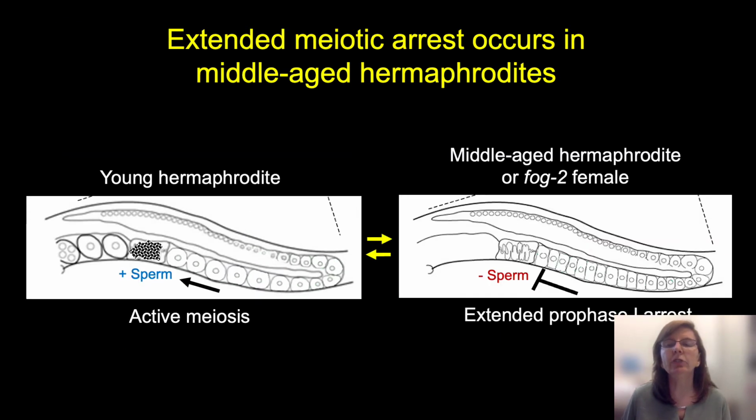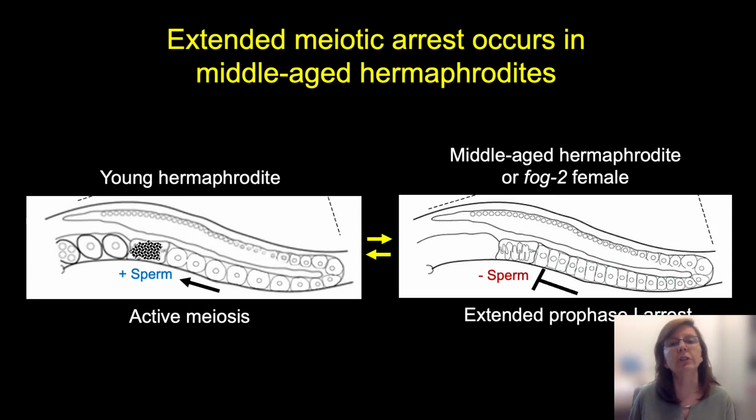What makes C. elegans such a useful system to study oogenesis is the extended meiotic arrest that occurs in middle-aged hermaphrodites. I told you earlier that active meiosis involves the ovulation and meiotic maturation of these oocytes every 23 minutes. In contrast, on the right, I'm showing you a middle-aged hermaphrodite, which has used up all of its sperm. And therefore, the signal for ovulation and meiotic maturation is no longer there.